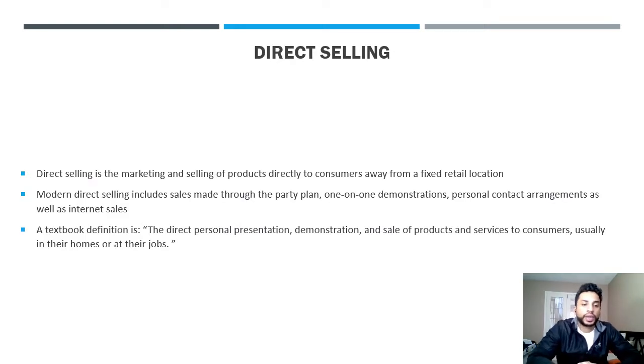Direct selling is the marketing and selling of products directly to consumers away from a fixed retail location. Modern direct selling includes sales made through the party plan, one-on-one demonstrations, personal contact arrangements. The textbook definition is the direct personal presentation, demonstration, and sale of a product. For example, let's say you are at a trade show and there are people walking around and you're doing a demonstration on your new technology. That's called direct selling. You're directly selling to somebody.